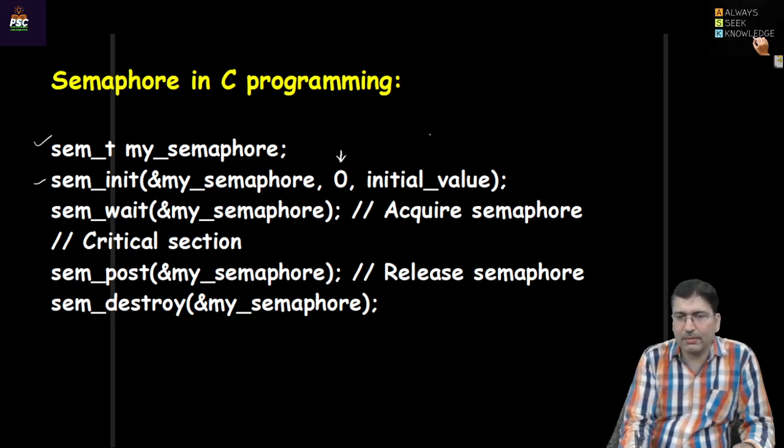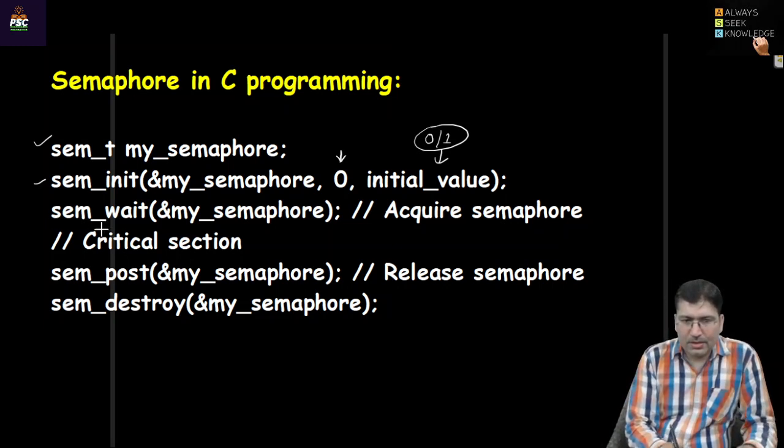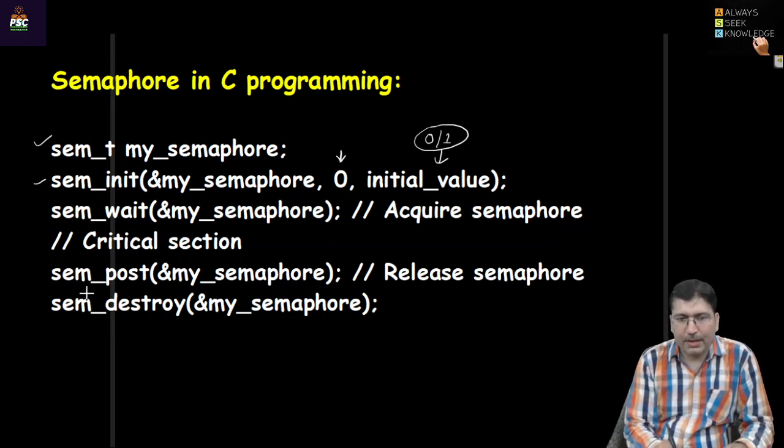Generally we can give either 0 or 1 or any other value. So we can initialize the value by 0 or 1, right? sem_wait is the operation which I have elaborated, the wait operation, and post is the signal operation actually. So in C programming we call sem_post, it is the signal operation.